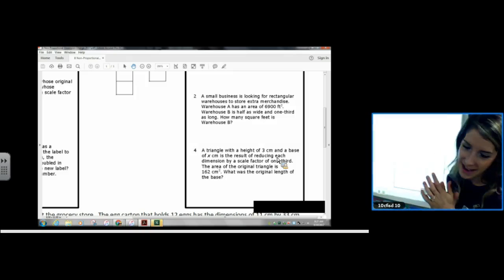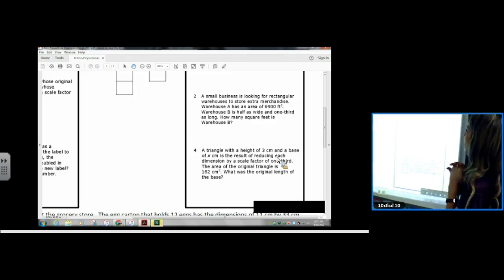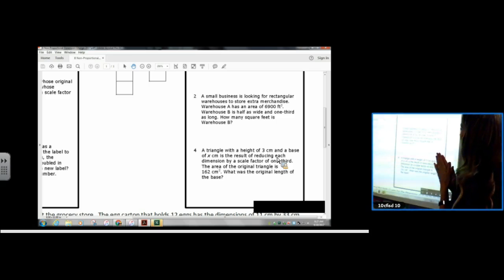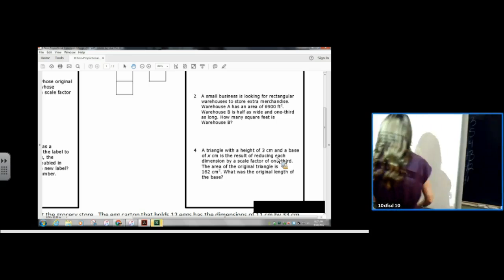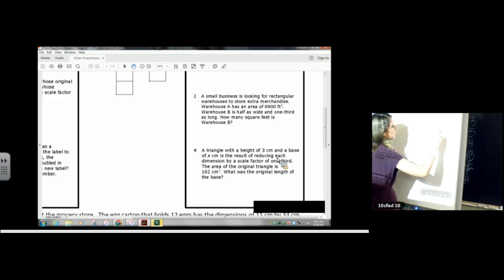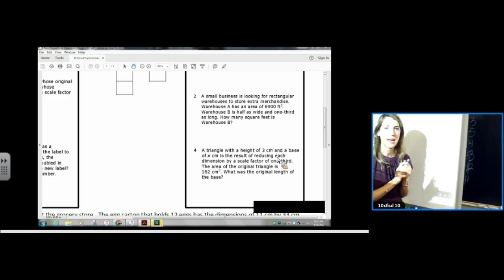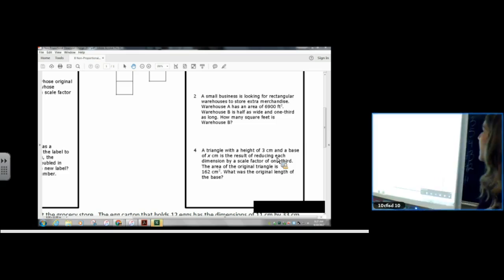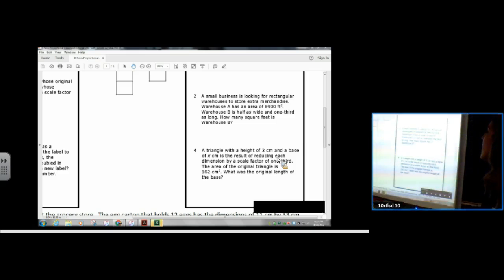Number 2 in the down part of our crossword. A small business is looking for rectangular warehouses. So we know it's a rectangle. Area of a rectangle is length times width or base times height. It's taking forever for my ink to show up.